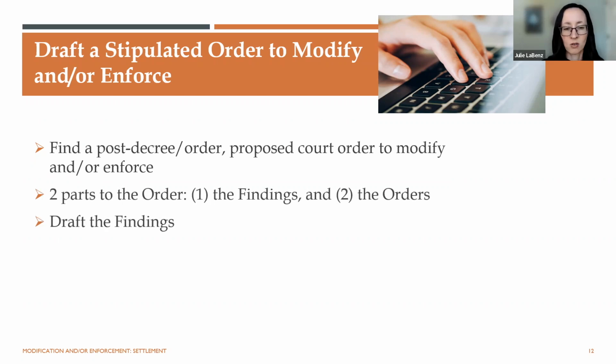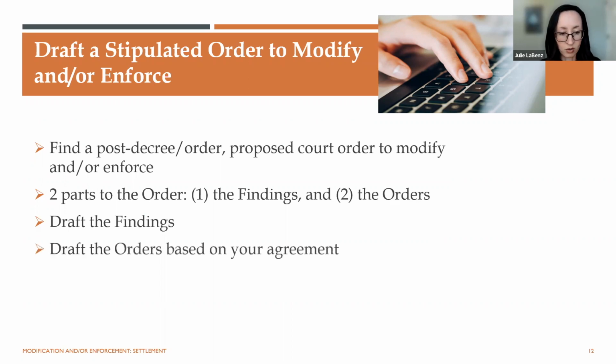If you're going to take those and then draft your own order, there are two parts: the findings and then the court orders. You can start by drafting the findings, which is explaining, look, on this date our original divorce decree was entered, or our custody establishment order was entered, and these were the terms that we now want to modify. So name each term as it was in the original order, explain your agreed-upon change, and then draft the orders based on what your agreement is. The court finds, and the findings are going to be about what's happened up till this point and what the terms of your agreement are.